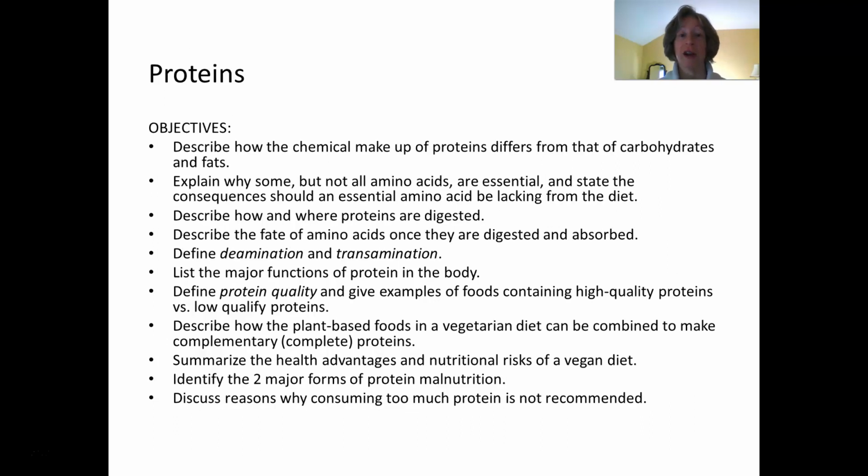All right, so that's lipids. Let's talk about proteins, the last and third of the macronutrients.